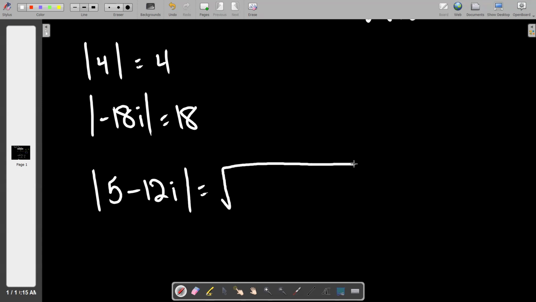I'm giving you this lesson in such a way that no matter what you can or can't do mentally, you can always just do the process, right? A squared is 25. B squared is 144. That's 25 plus 144. And the square root of 169 is exactly 13.